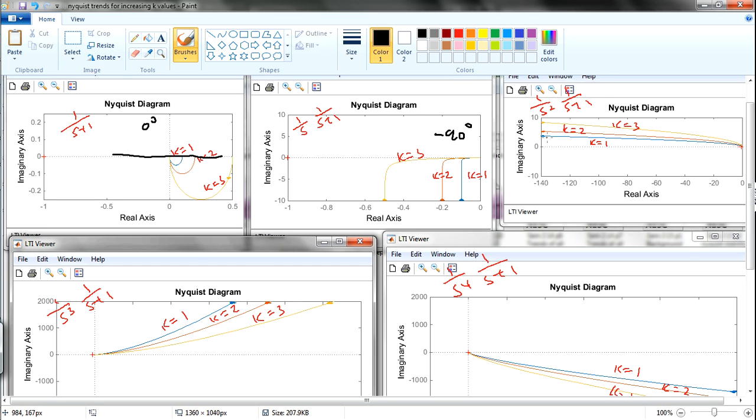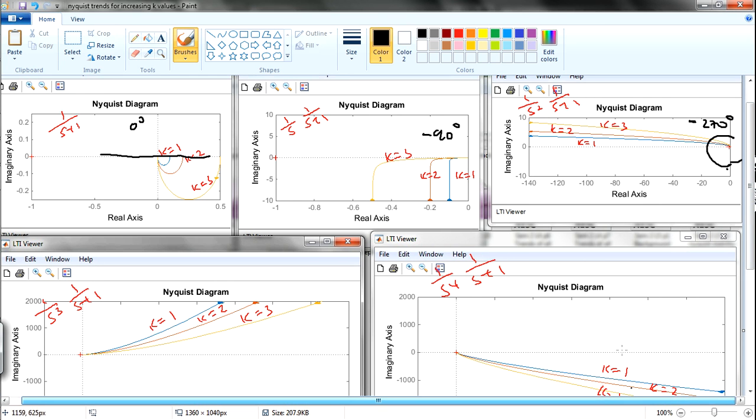And similarly, if it's minus 270 degrees, which is over here, if you have a real axis continuing, it is minus 270 degrees. If you remember, this is a third order system. Definitely, because it's 3 poles, it is minus 90 degrees times 3, because there are no zeros above. But as you can see, as k varies, it comes in from a higher value.